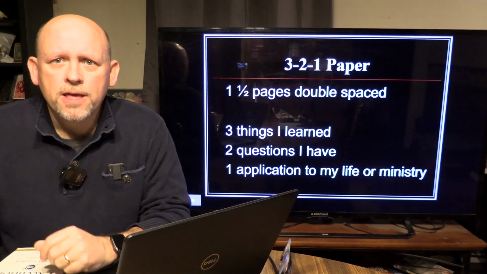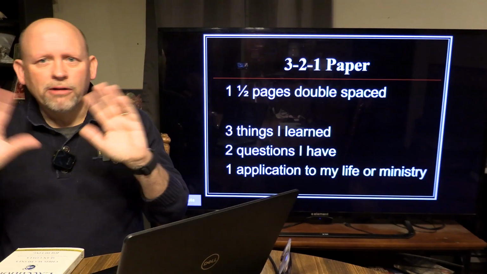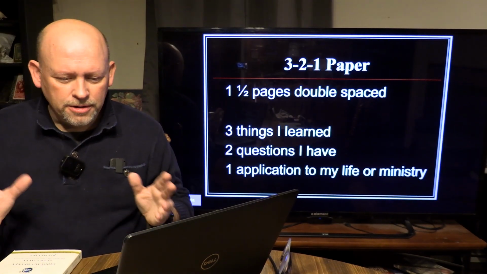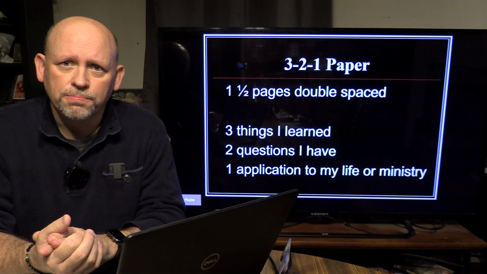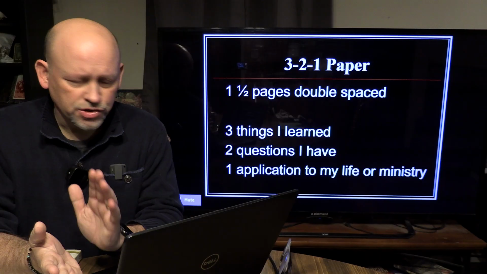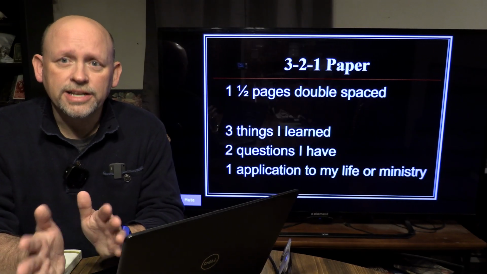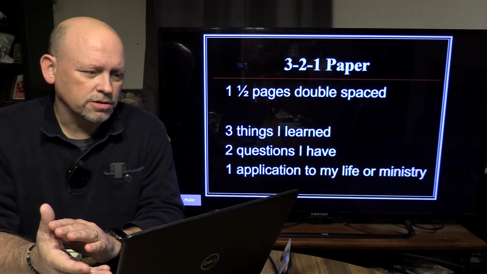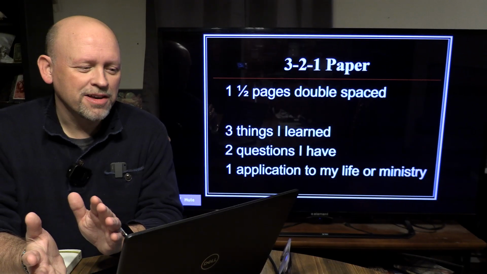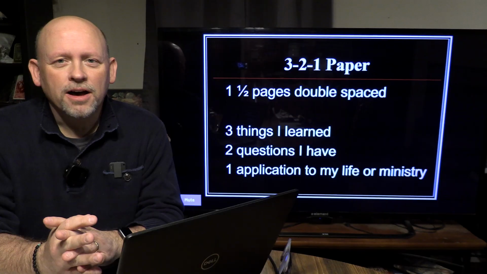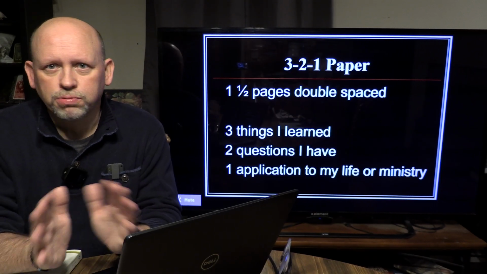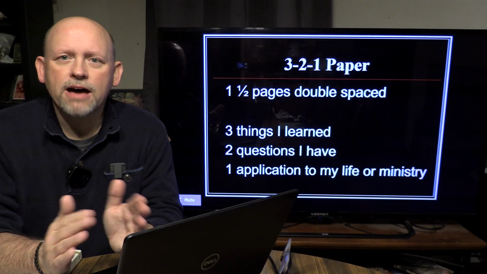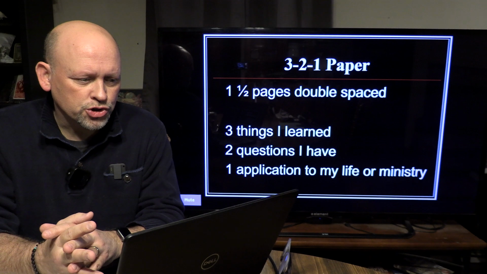Now this paper, I don't care about format. This is not about doing it in a certain style or format, but it is supposed to be at least 1.5 pages double spaced. It can be no longer than 2.5 pages. So please limit your papers between 1.5 and 2.5 pages.